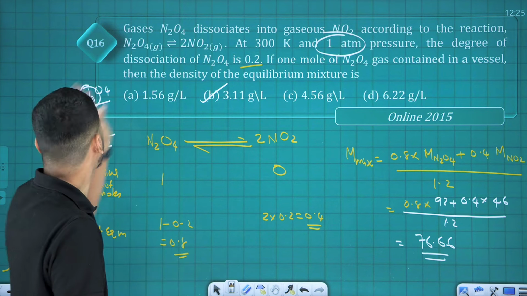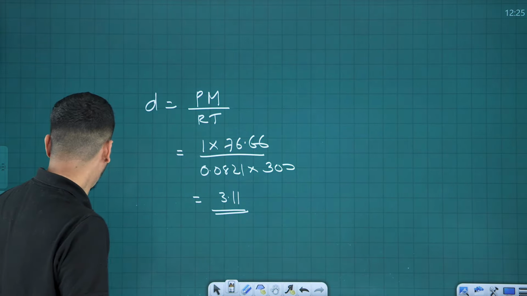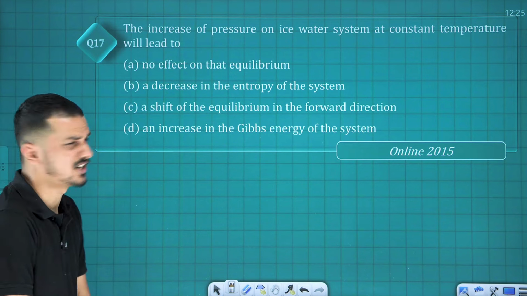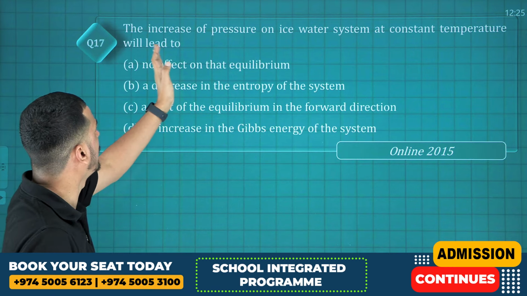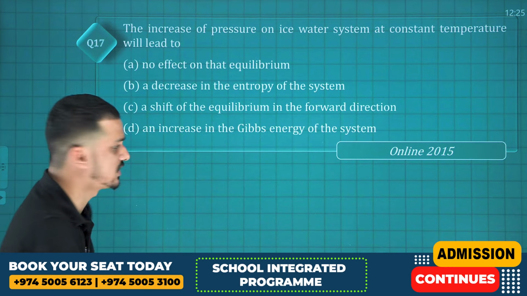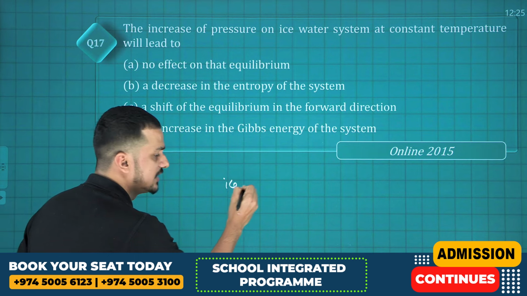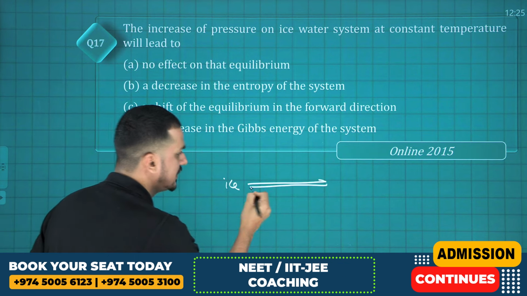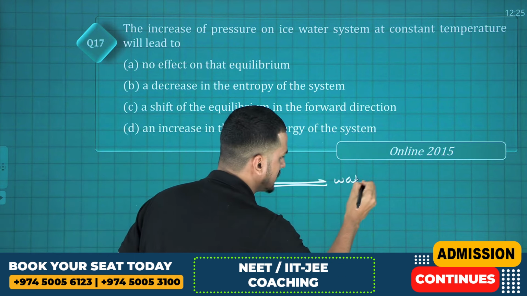Ready? Yes. So question number 16 is over. We can go to question number 17. What about the question? It's an easy question. In case of the increase of pressure on the ice water system, ice is there at 0 degrees Celsius, it is possible, correct? Ice water equilibrium.